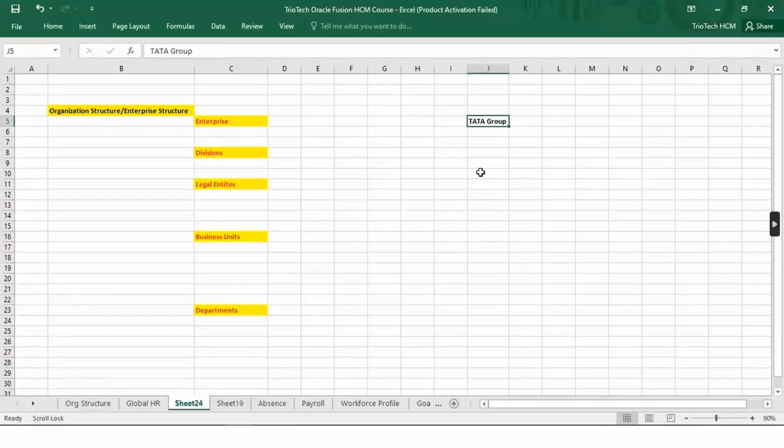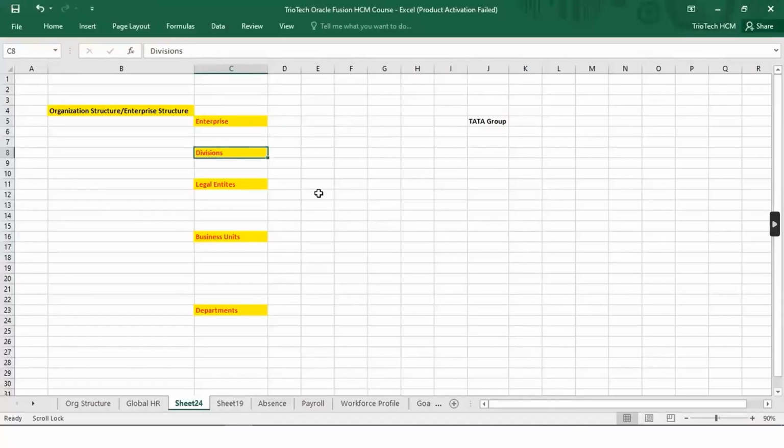This company is operating under which family, under which particular group, like that. So that is called as enterprise in the Fusion application team. Okay. Then under enterprise, we will have a concept called divisions in the Fusion applications team.